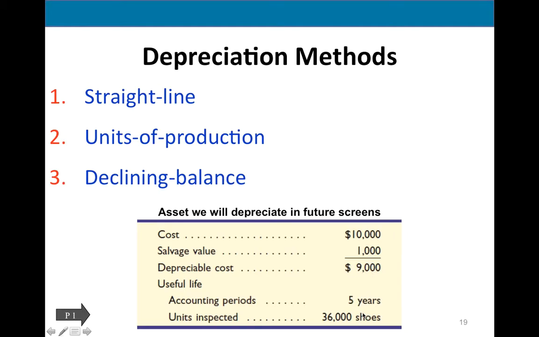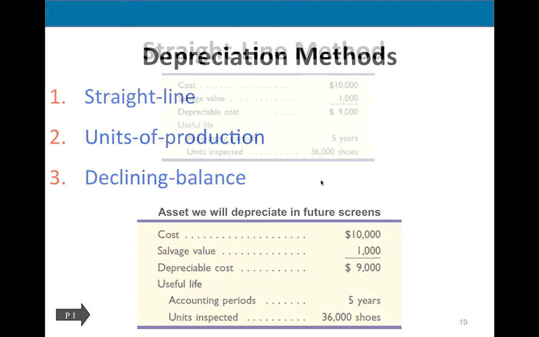And guys, I will need to know how many units I expect this piece of equipment to produce in 5 years. And my estimate is 36,000 shoes. I will need to know this number to figure out the second method of depreciation.